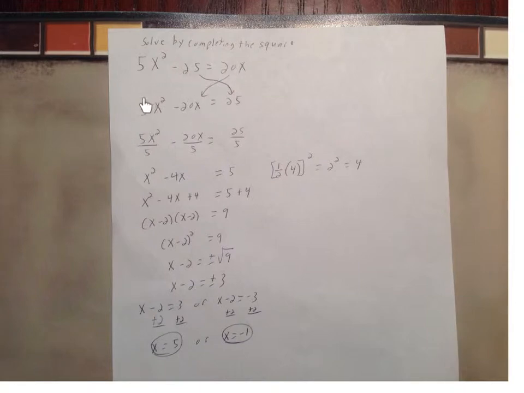Next, I'd like the coefficient of the square term to be 1. So it's a 5. So I divided each part by 5. And so that gives me x squared minus 4x equals 5.